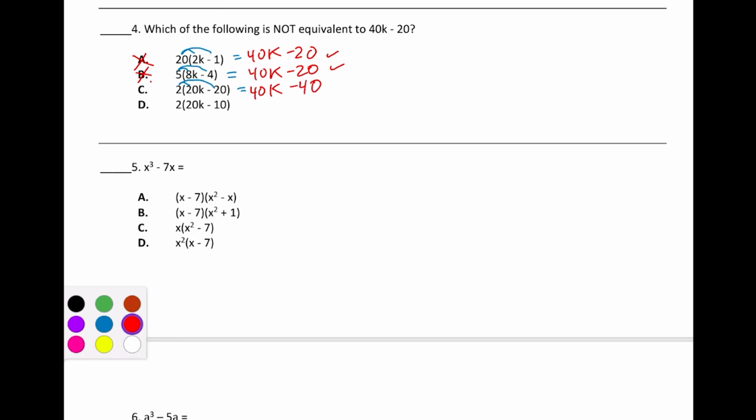So that means that C is probably going to be our answer, but let's double check that D. Distributing the 2 gives me 40k minus 20. So yeah, for sure, our answer is C.